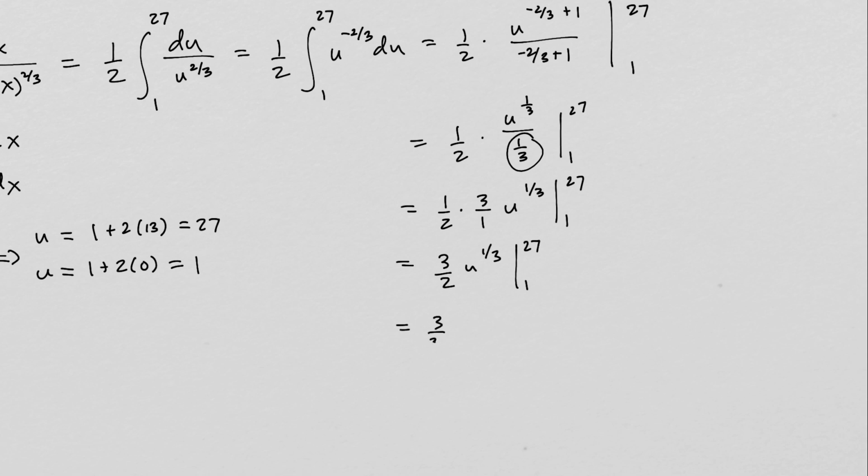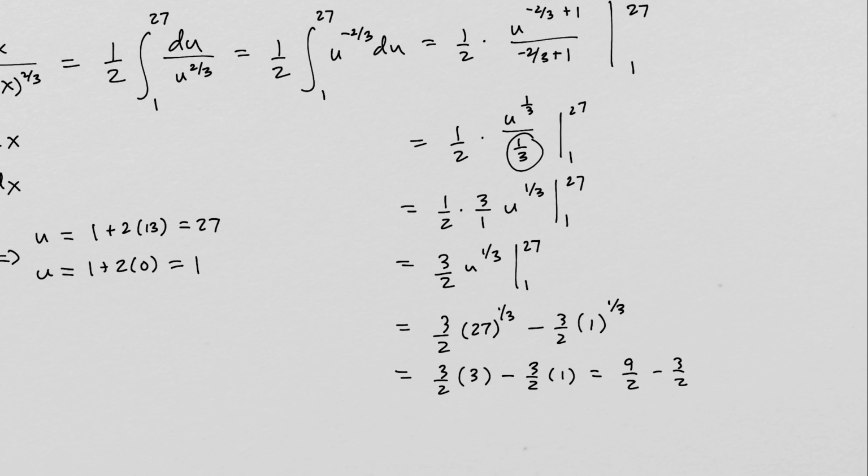So now I have my 3/2 here. I'm going to plug in 27, so that's going to be times 27 to the 1/3, minus, and then 3/2 again, plug in 1. You get 1 to the 1/3. Now remember, a 1/3 power is the same as a cube root. And so you have 3/2 times the cube root of 27, which is 3, minus 3/2 times the cube root of 1, which is 1. And this is 9 over 2 minus 3 over 2, which is 6 over 2, which is equal to 3.